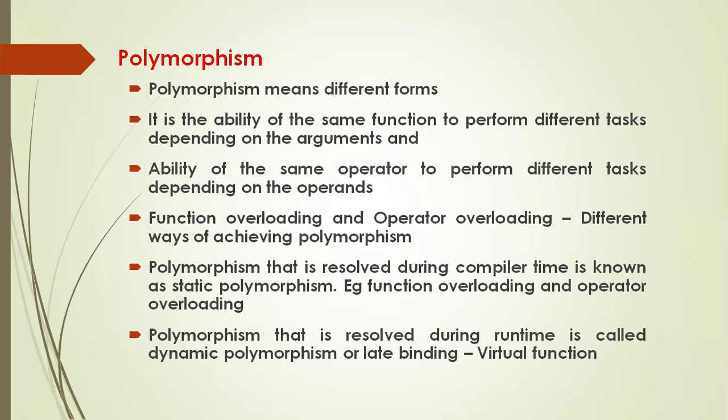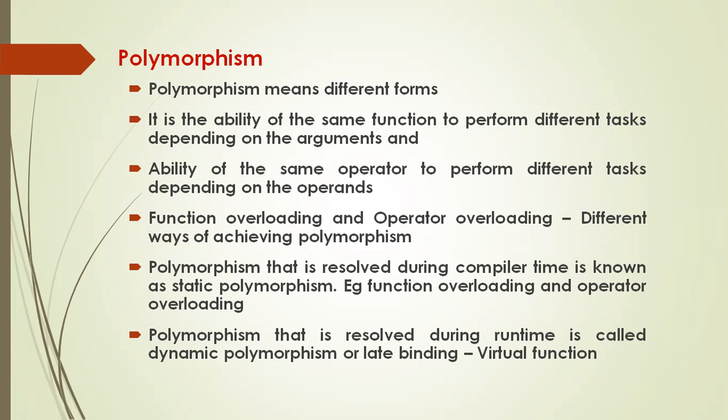So polymorphism is the ability of a function to perform different tasks depending on the argument. So in C++, the same function can be used for a variety of tasks in the same program. In that case, the different versions of the same function should differ in either the number of arguments or the data type of the argument.